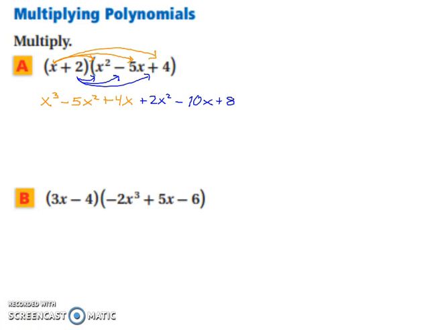And then we can combine like terms. So that gives us x to the third, because there's only one of them. And then we have x squareds here. So we've got a negative 5x squared and a 2x squared, which bring us to 3x squared. And we've got two terms here. With an x, we have 4x and negative 10x, which bring us to negative 6x. And there's only one term that's constant, so plus 8.